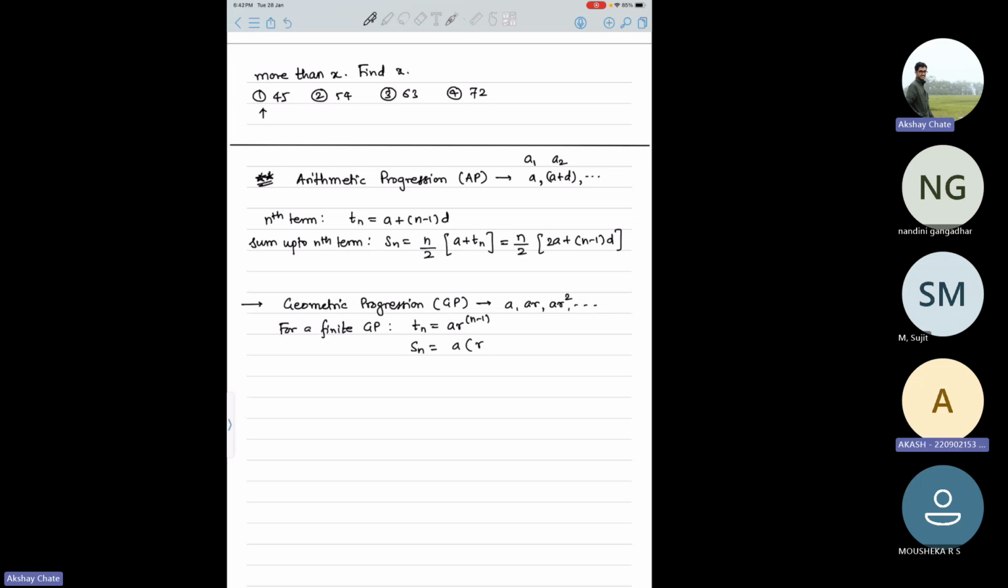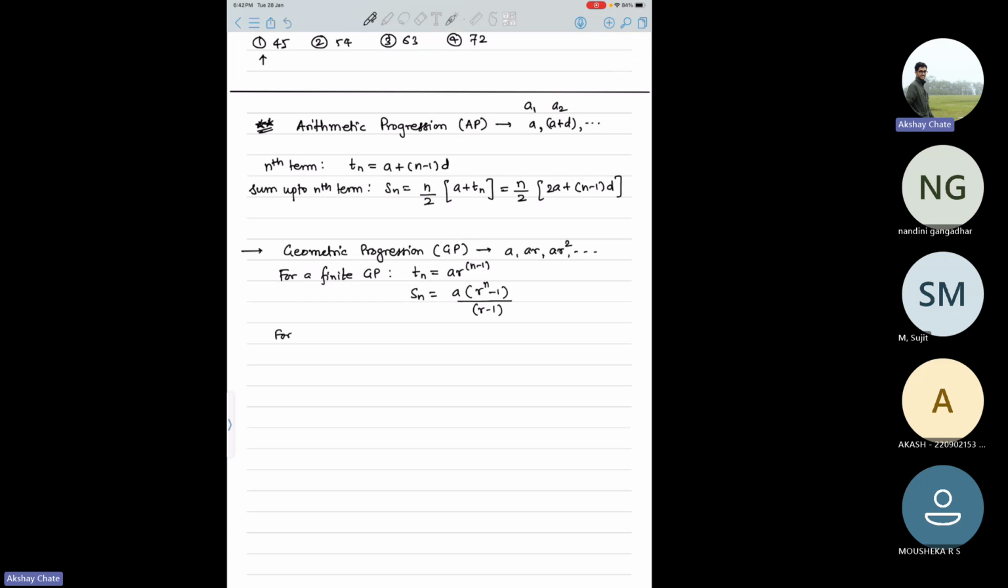Sir, is it 1 minus r to the power n? No, sir. Sn is equal to a into (1 minus r to the power n) divided by (1 minus r). Doesn't matter, I mean, I can multiply this ratio by minus 1 and it's the same thing. Okay.